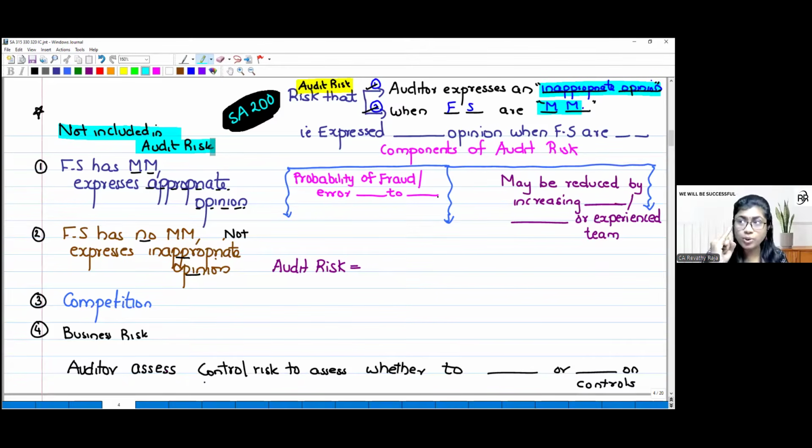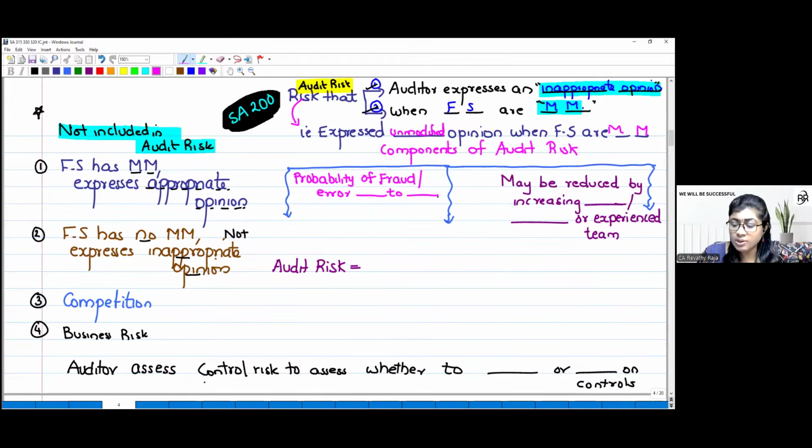Audit risk means inappropriate opinion when FS are misstated. When there is a misstatement in the FS, what opinion should you have expressed? Modified, right? But you expressed unmodified when FS are materially misstated. Don't say qualified; it can be either qualified or adverse, so better to say modified. You should have expressed a modified opinion, but you expressed unmodified when FS are materially misstated. Isn't that an audit risk? That is another sentence for audit risk.